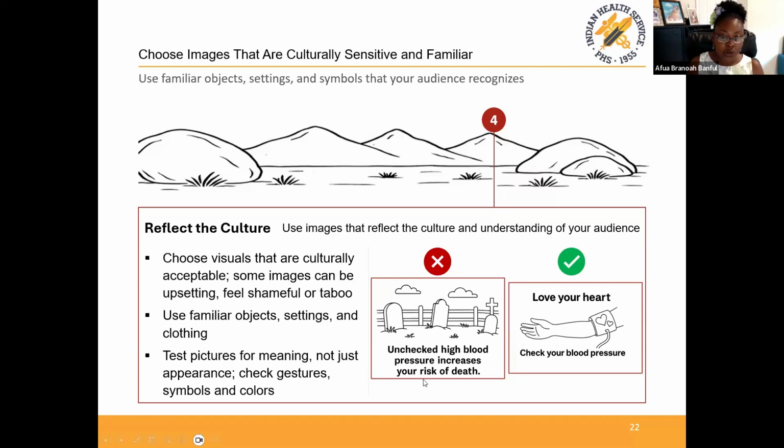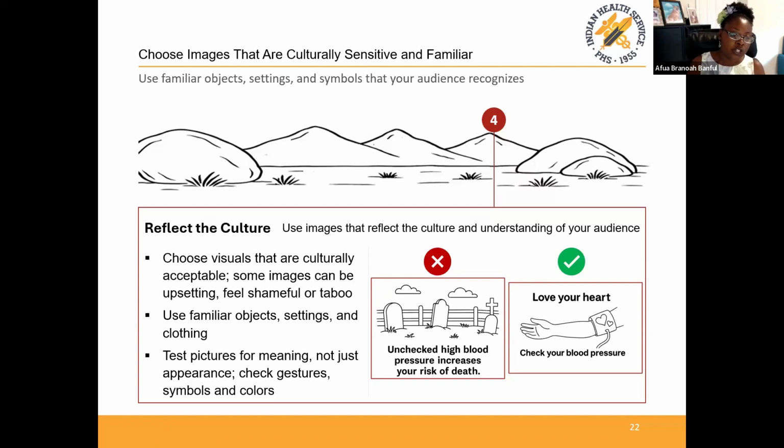But here's another one that's showing a cemetery. It's true that unchecked high blood pressure increases your risk of death, but this is not at all a sensitive way of sharing that information. And in fact, it's not actually even telling people exactly what to do. It's not saying go check your blood pressure. It's upsetting, right?